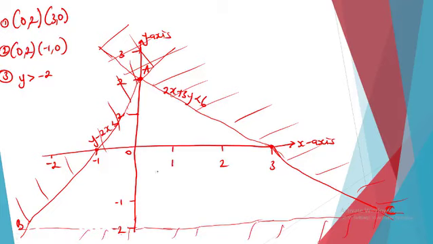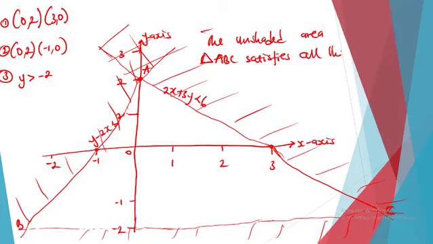Okay, so it means invariably that the unshaded part satisfies all three inequalities. The unshaded area, which is triangle ABC, satisfies the three inequalities. That is just how to solve graphical simultaneous inequalities.